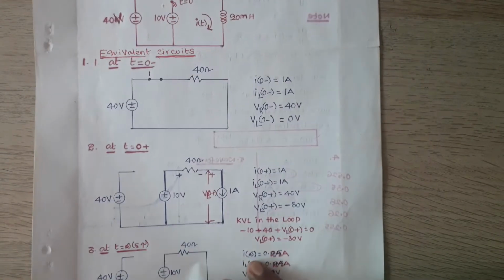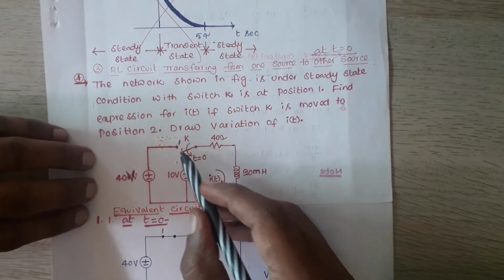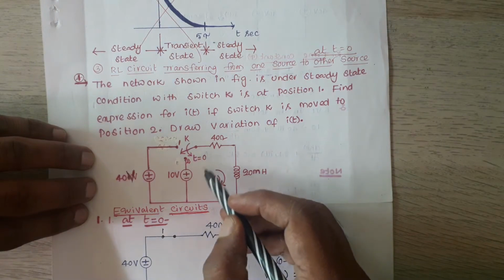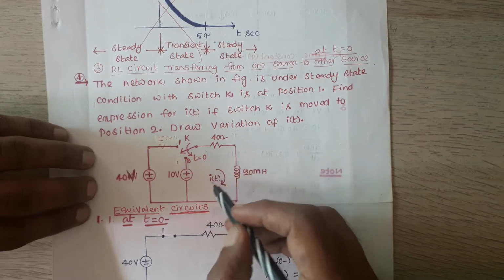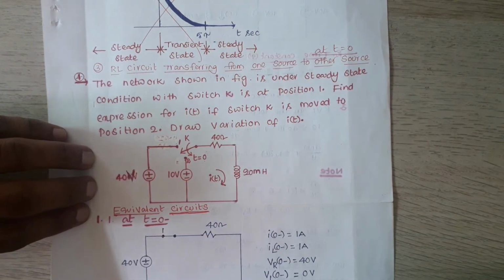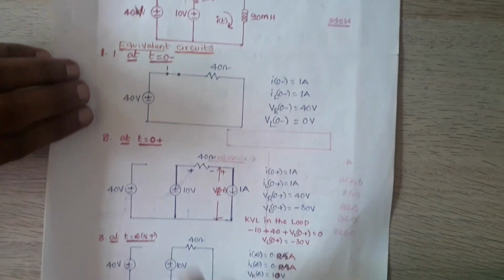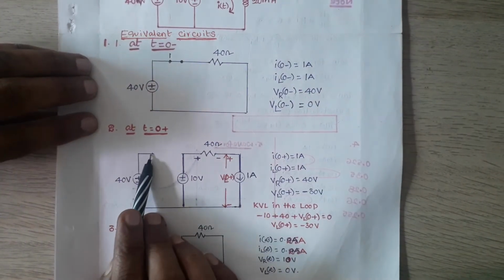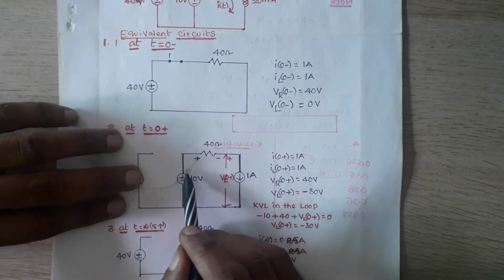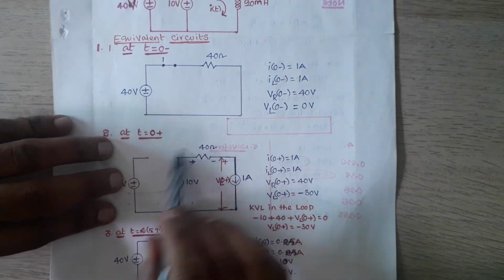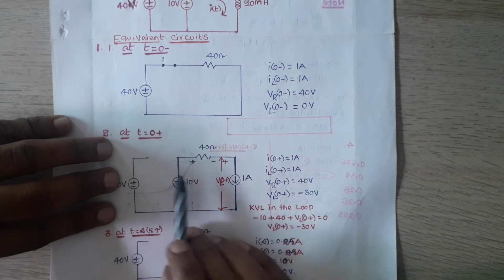Next, at t equal to 0 plus. The switch is moved from position 1 to 2 at t equal to 0, and 0 plus means immediately after moving from position 1 to 2. Now it is disconnected from 40 volts and connected to 10 volts. So this is the equivalent circuit: the RL circuit is now connected to 10 volts.